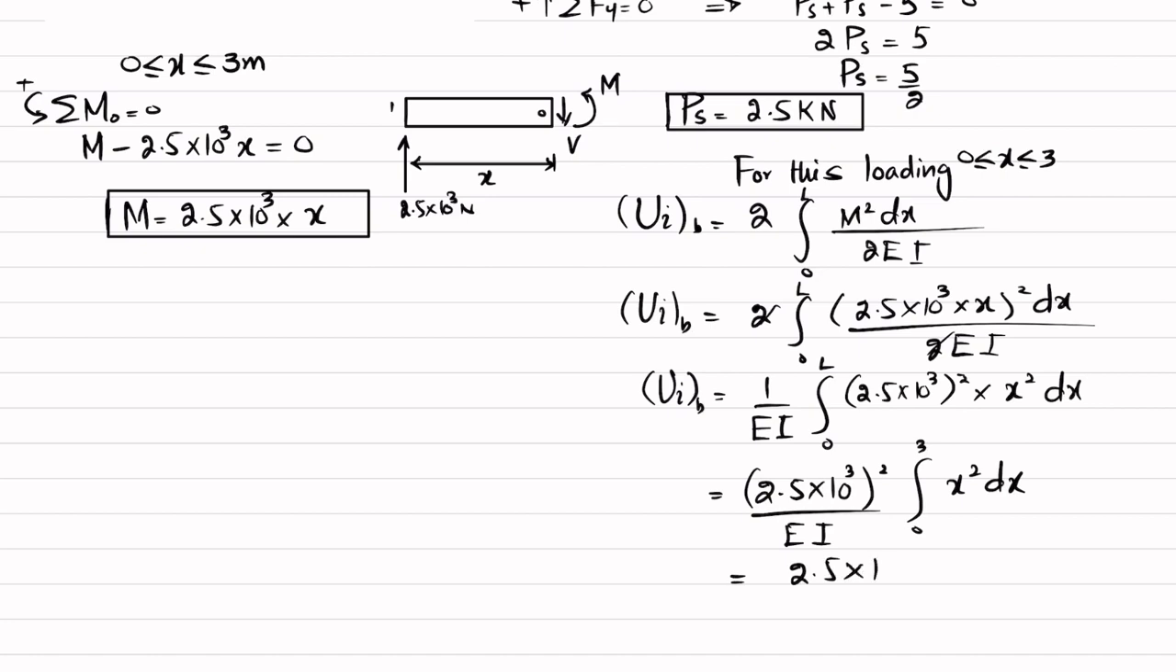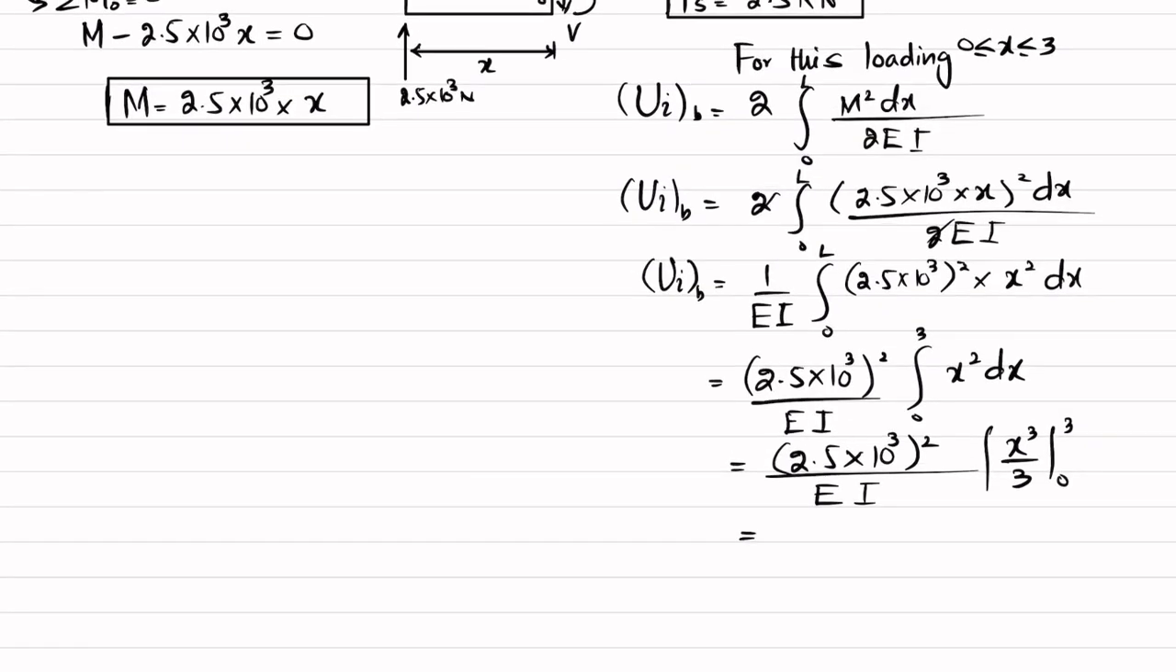So if you further simplify, this will be the same EI, and we will get the integral of x cube divided by 3, and the limit will be from 0 to 3. Okay, now you can put the limits, divided by EI into x is 3 cube, so 3 cube minus 0 cube divided by 3.